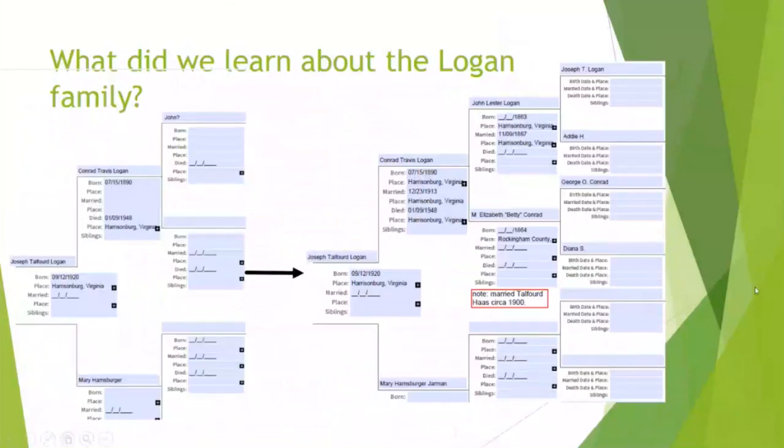So what did we learn about the Logan family? We started with this little bit of information on the left, and we figured out when and where Conrad Travis Logan was born, married, and died. We figured out his wife's maiden name. We figured out his father's full name and his mother's maiden name, as well as both when they were born and married. We figured out that his mother married Talford Haas around 1900, which I made a note of to look further. And then we found both of his parents' names, so all 4 of his grandparents there. And we did that in just 20 minutes or less with a really quick overview.